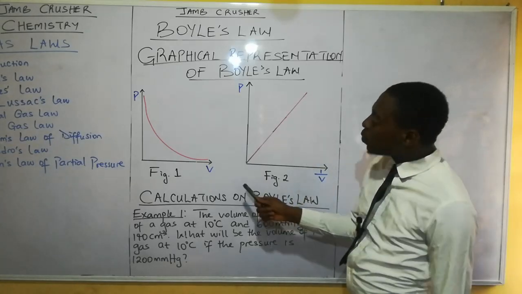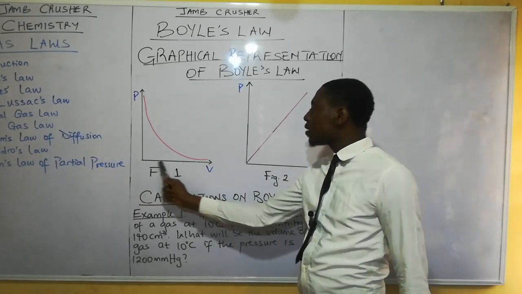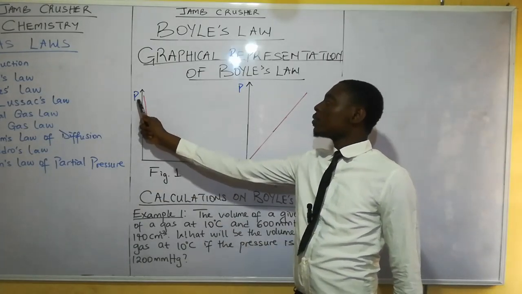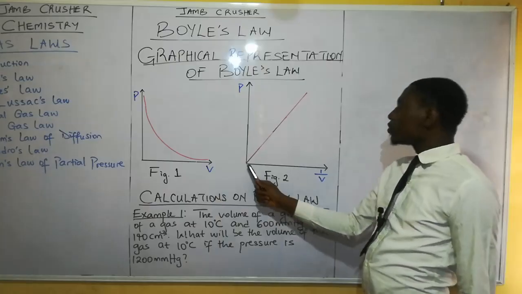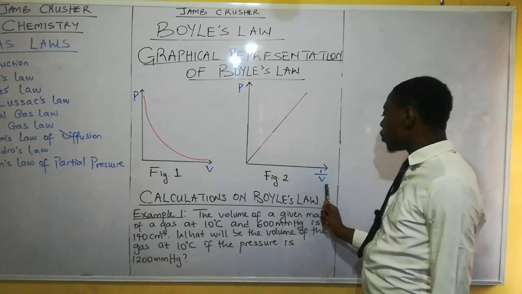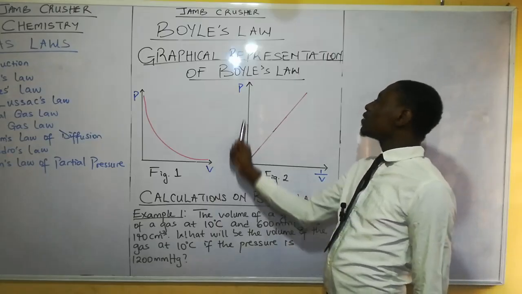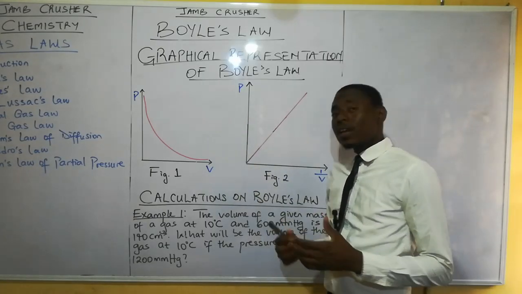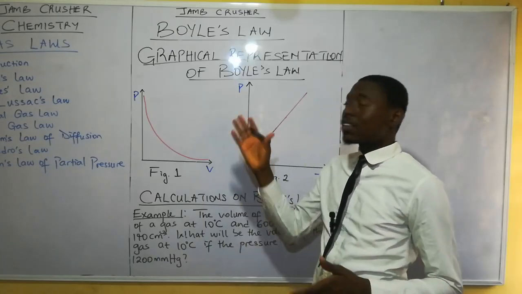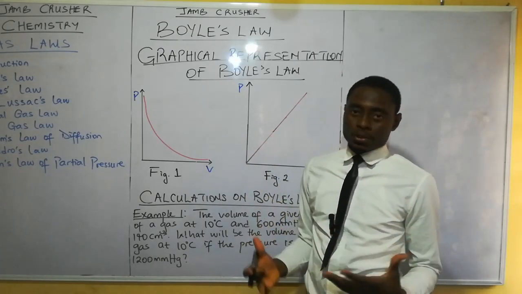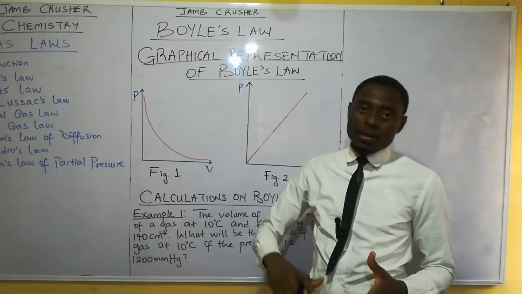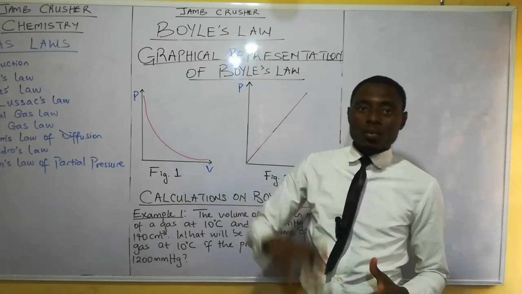Now, if you look at figure 1, you'll see that on the horizontal axis, you have the volume, and on the vertical axis, you have the pressure. Whereas for figure 2, on the horizontal axis, you have the inverse volume, that is 1 over volume. Then on the vertical axis, you still have the pressure. Don't forget that the relationship between pressure and volume as regards Boyle's law is an inverse relationship. That is, Boyle's law is telling us that the higher the pressure, the lower the volume, or the higher the volume, the lower the pressure.